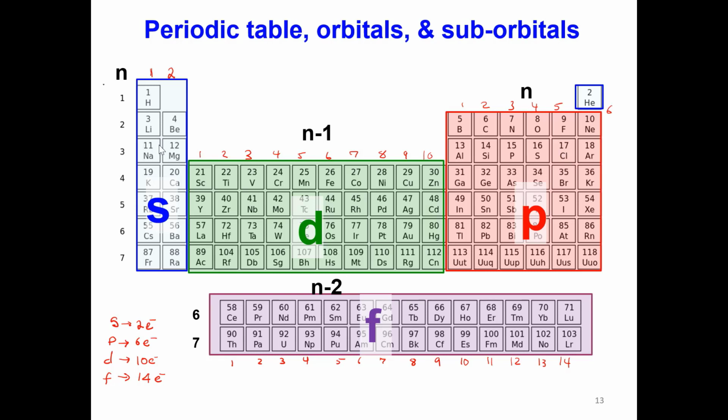Chlorine is in the third row, so it will be 3P, and it's 1, 2, 3, 4, 5. Then it will be 3P5. This is the outermost shell for chlorine. Let's do one more example for krypton. For krypton it will be 4P6. And the outermost shell in the case of krypton will be 4P6. And we will know the outermost shell in the case of the S and P groups just if we have the periodic table.